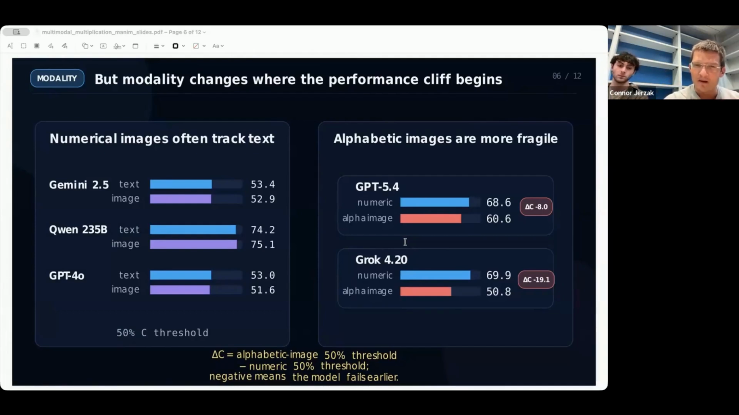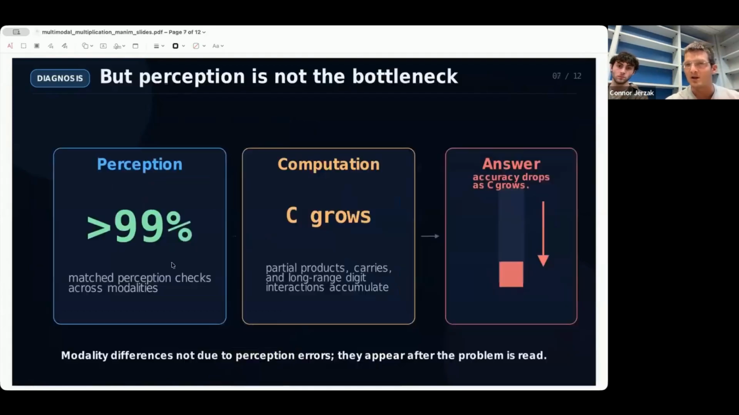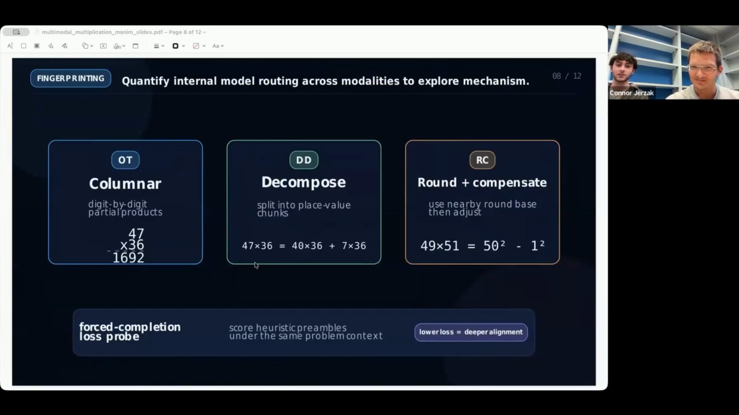This raises some objections. Maybe the model here is just misreading the input across modalities, and that's what's changing some of these modality differences. Our perception robustness tests help answer that objection. So on perception tasks, models are above 99% in accuracy, so they can read or perceive the numbers, but the failure would then seem to appear later. The bottleneck is the arithmetic process after perception. And from there, now we ask how the model tries to compute the arithmetic with different heuristics.